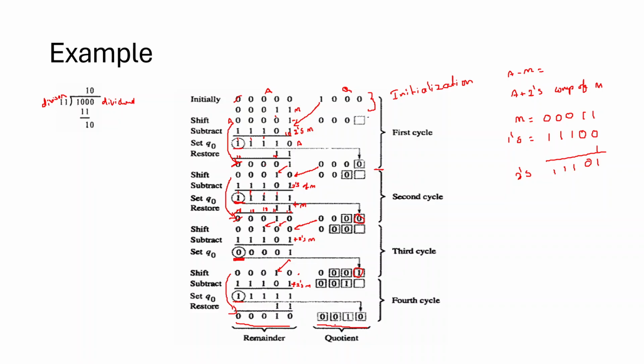This is restoring division. But the disadvantage here is that every time, depending on the sign bit, we are again performing the restore operation. It is a time-taking process. So to avoid this, we have one more technique called non-restoring division.